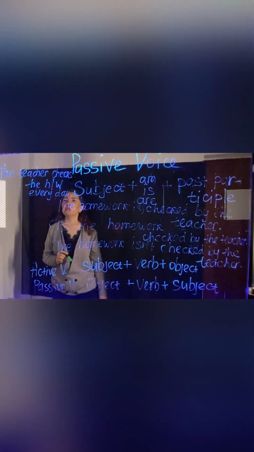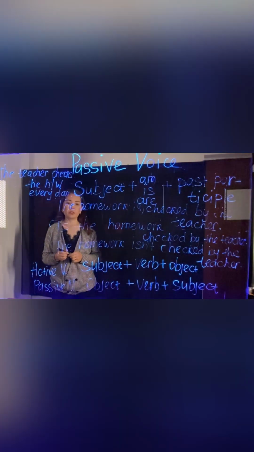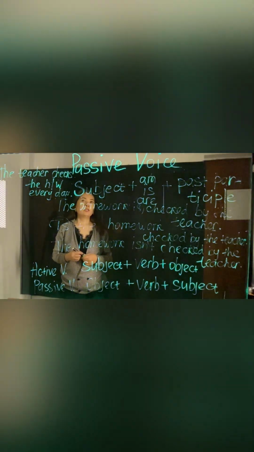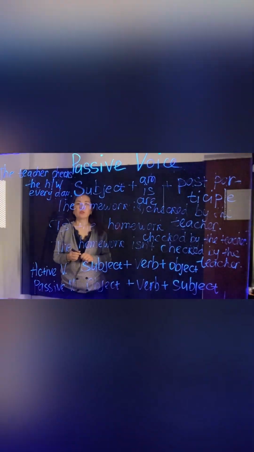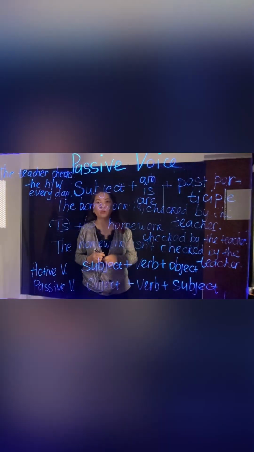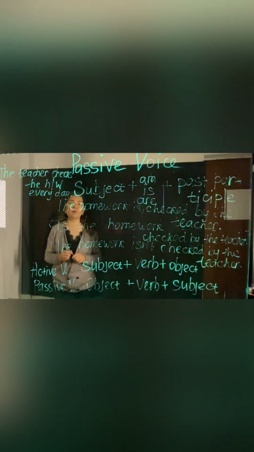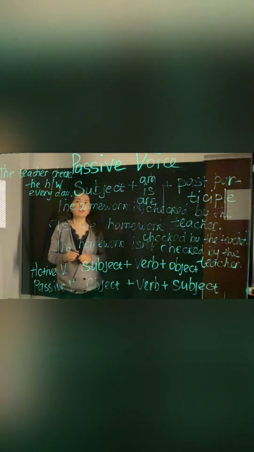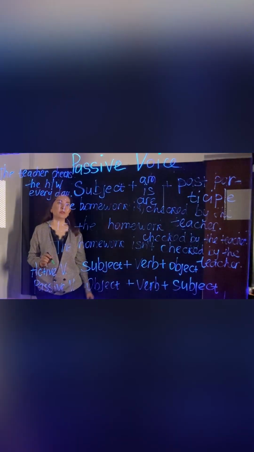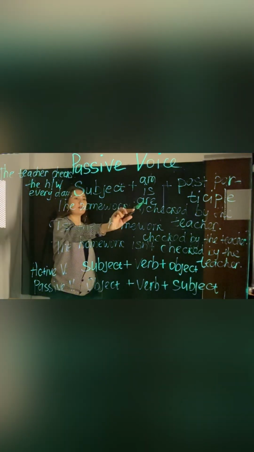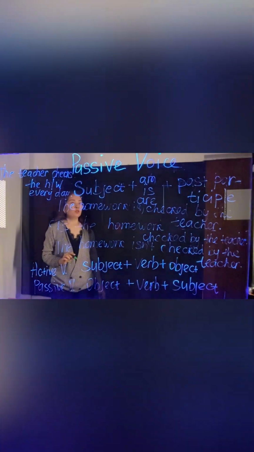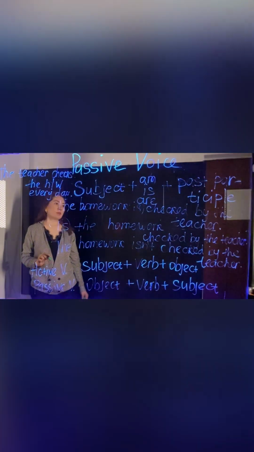For example, the teacher checks the homework every day. Our sentence is in active voice. And let's try to rewrite this sentence into passive voice using the structure. What about the structure of passive voice in the present simple tense? So you see: subject plus auxiliary verbs, so am, is, are, and then plus past participle.